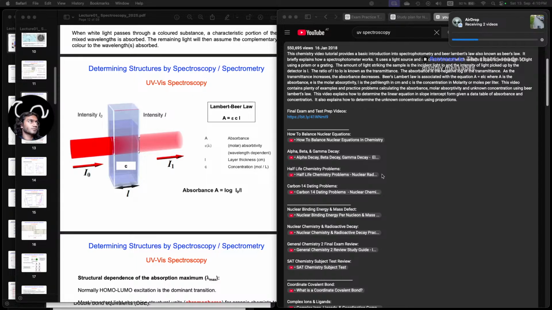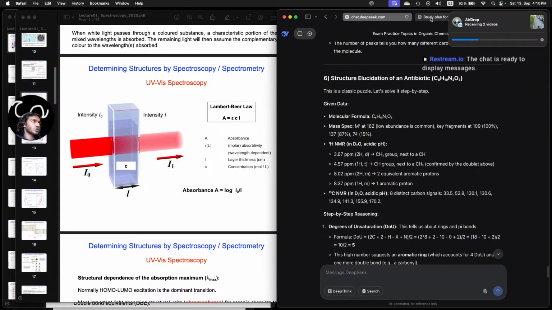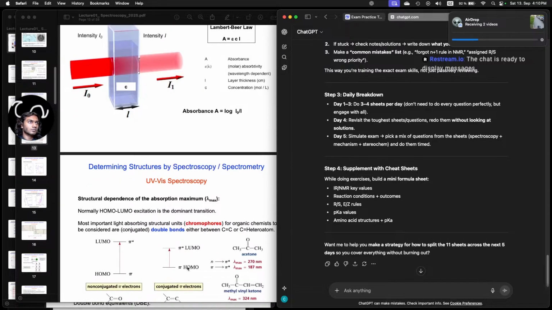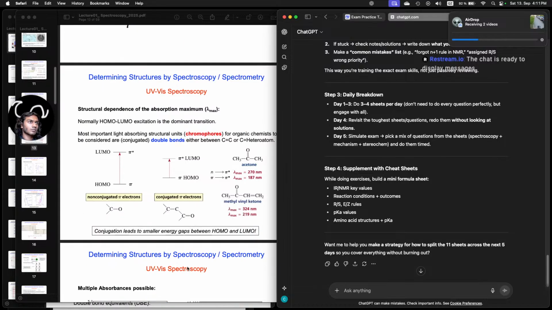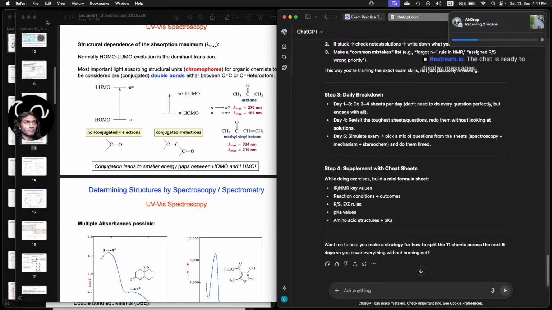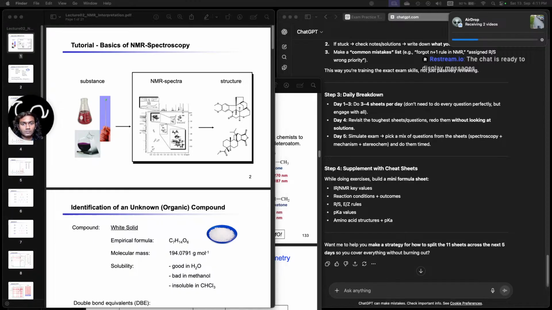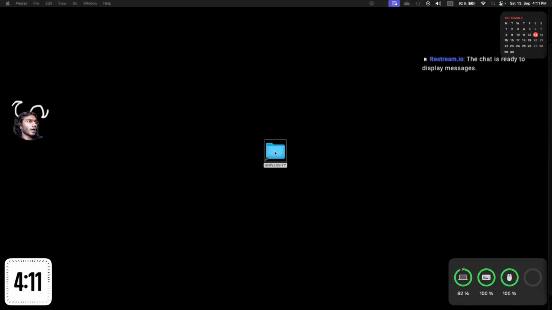Okay, I think it's time for me to use GPT. I still don't know how close I am with the question paper. That's the problem. I need to make sure I use the time.